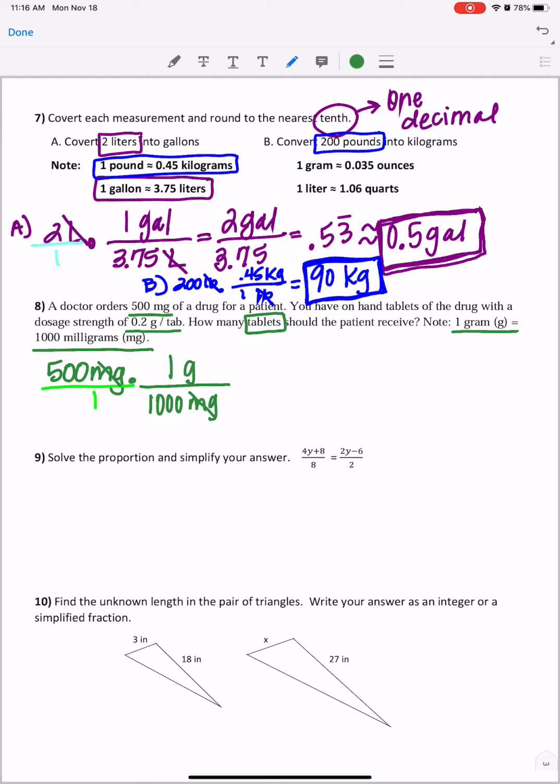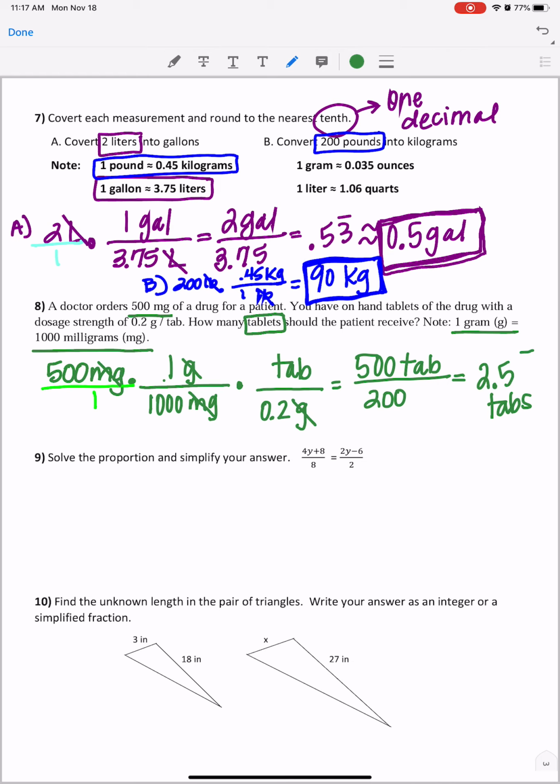Now we have 0.2 grams per tab. Because I have grams on the top, I need that 0.2 grams on the bottom, which leaves my tab or my tablet to the top. My grams cancel, and now I'm left with tab, which is what I want. So multiply straight across. On the top we have 500 times 1 times tab, so we have 500 tabs all over 1,000 times 0.2, which is 200. And now when I divide 500 divided by 200, we get 2.5. So 2.5 tabs is my final answer.